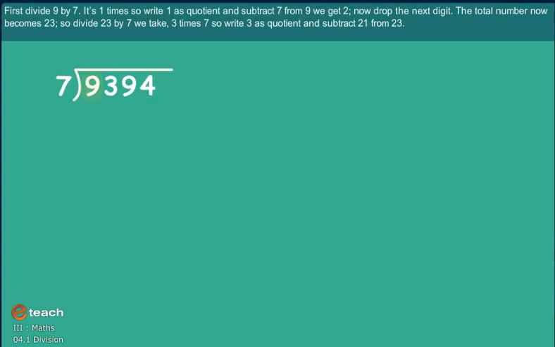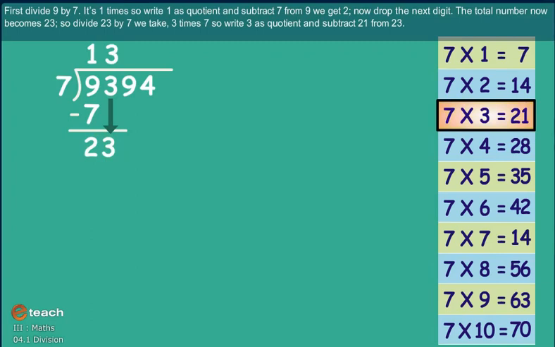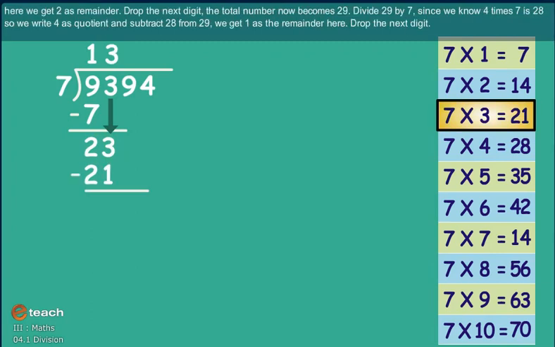First divide 9 by 7. It's 1 time, so write 1 as quotient and subtract 7 from it. We get 2. Now drop the next digit. Total it becomes 23. So divide 23 by 7. We take 3 times 7, so write 3 as quotient and subtract 21 from 23. There we get 2 as remainder.